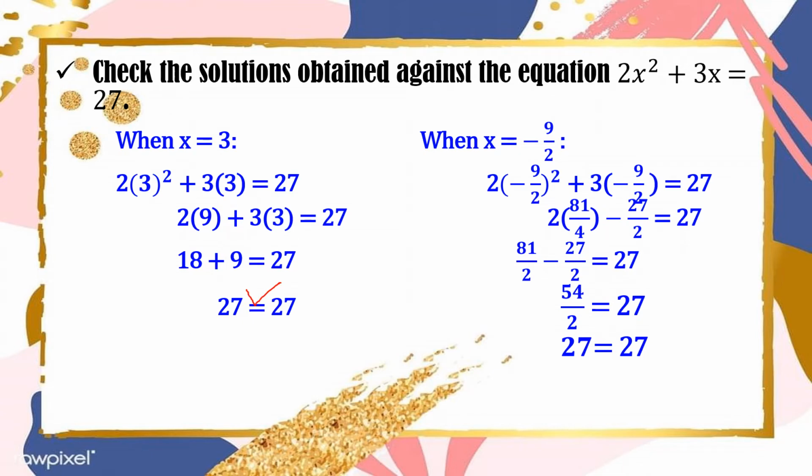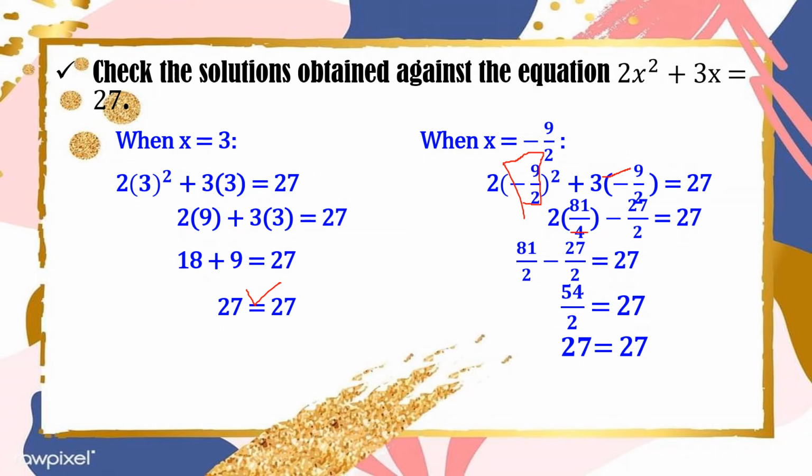Then if x is equal to negative 9 over 2, it will become 2 times the quantity of negative 9 over 2 squared plus 3 times the quantity of negative 9 over 2 equals 27. Then squaring negative 9 over 2, it will become 81 over 4, so positive. So 2 times the quantity of 81 over 4 minus 3 times 9 over 2 equals 27. It will become negative 27 over 2 equals 27.